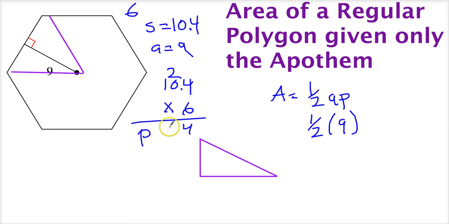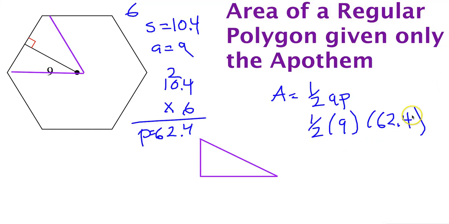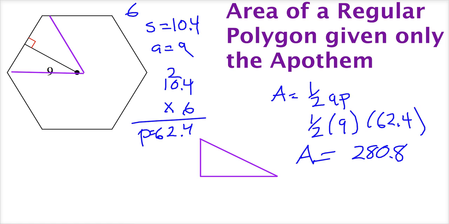62.4. So that goes right here. And now I should be able to find the exact thing I'm looking for. So 0.5 times 62.4 times 9 gives me a final area of 280.8. They get 0.6, but it could have rounded differently and it would have been just fine. So that's that setup, not too strenuous. Let's look at another one.